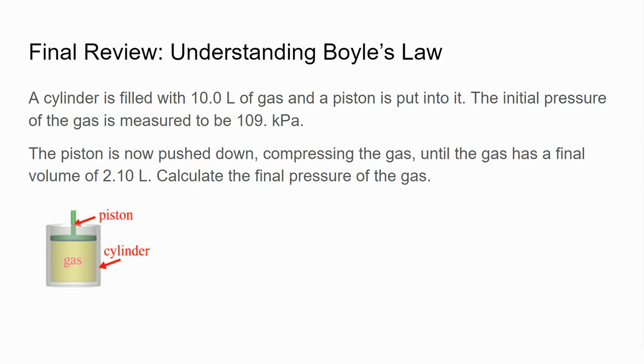So we have a cylinder, something like a piston in our car. Maybe not in our car. It's filled with 10 liters of gas, and the piston is put into it. The initial pressure of the gas is 109 kilopascals. Then the piston is pushed down, and the volume is 2.1 liters.